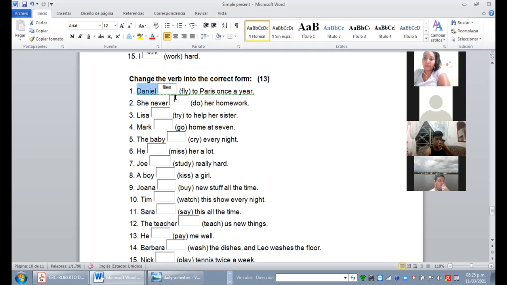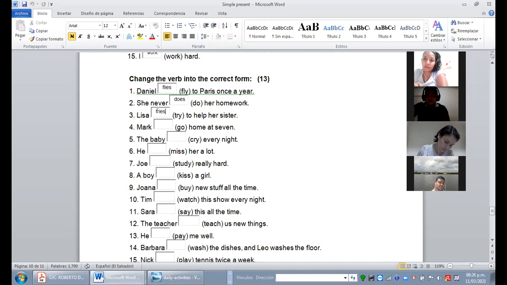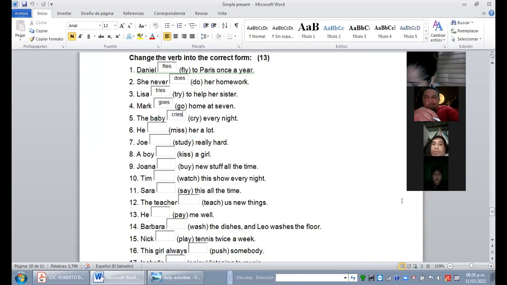Roberto Antonio, number two. She never does her homework. That is correct. Very good. Okay, Jeremias, Lisa. Turn on your microphone. Lisa tries to help. Tries. Lisa tries to help. Very good. Jacqueline, number four. Mark goes home at 7. Very good. Enrique, number 5. The baby cries every night. Very good. Next, Christina.